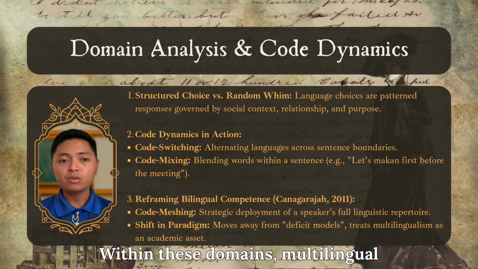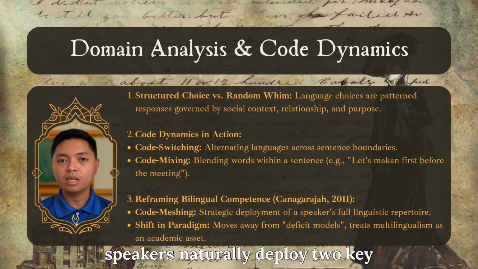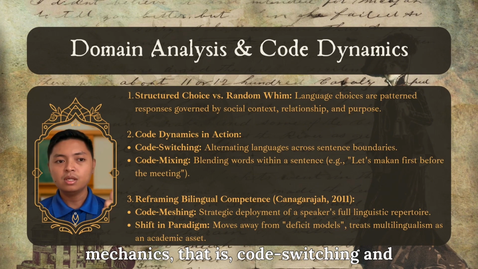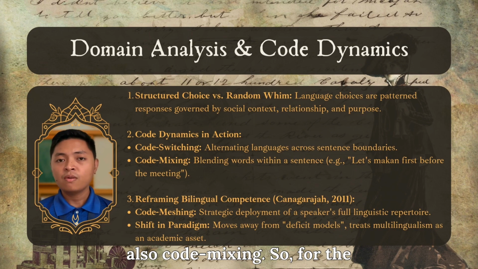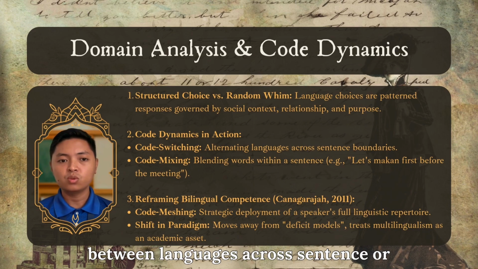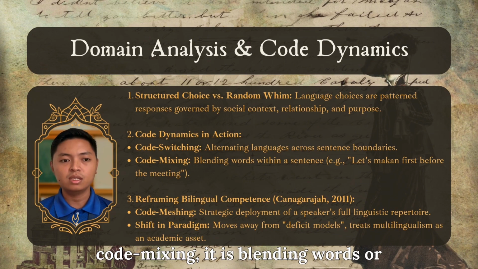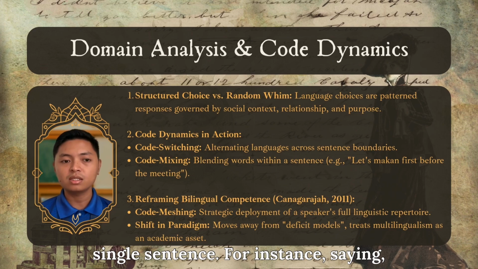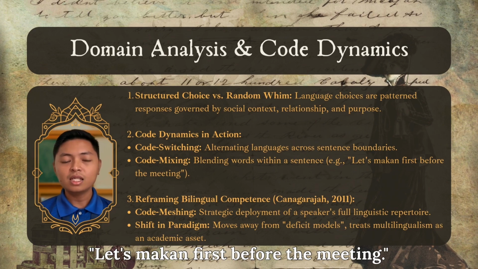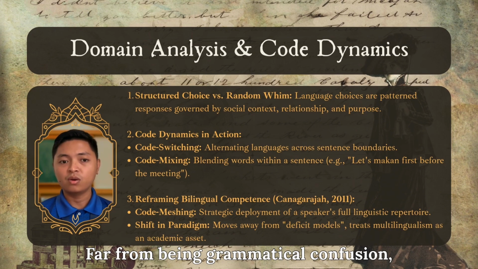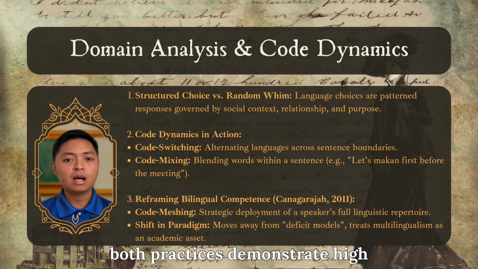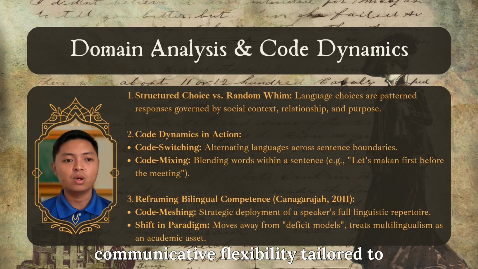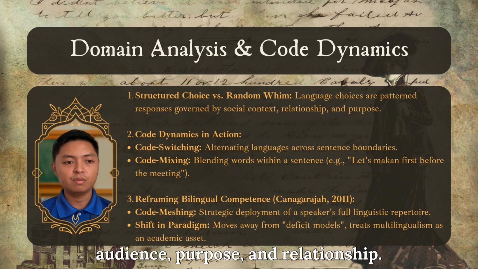Within these domains, multilingual speakers naturally deploy two key mechanics, that is, code switching and also code mixing. So for code switching, it is alternating between languages across sentence or clause boundaries. And for code mixing, it is blending words or phrases from another language within a single sentence, for instance, saying, "Let's makan first before the meeting." Far from bringing grammatical confusion, both practices demonstrate high communicative flexibility tailored to audience, purpose, and relationship.